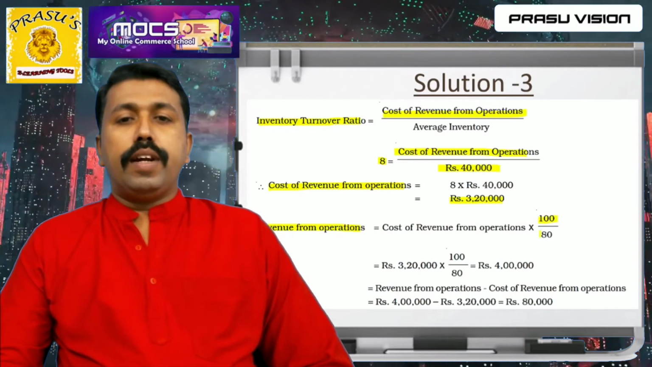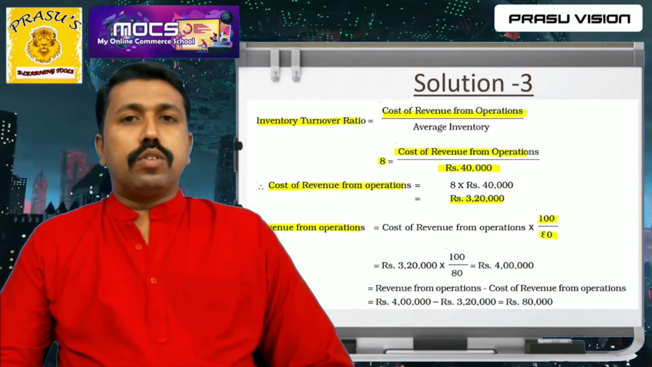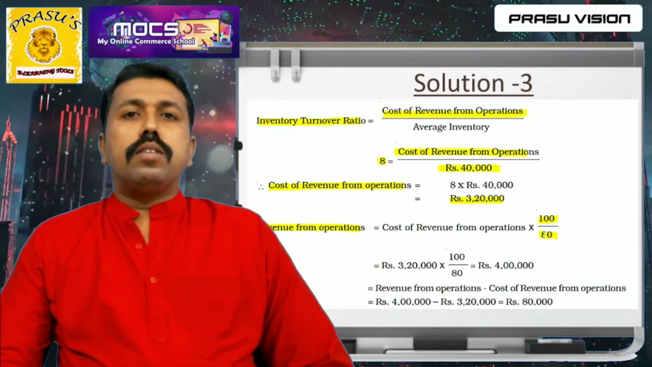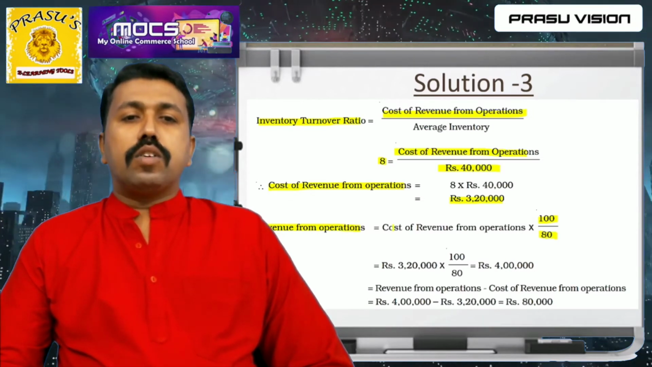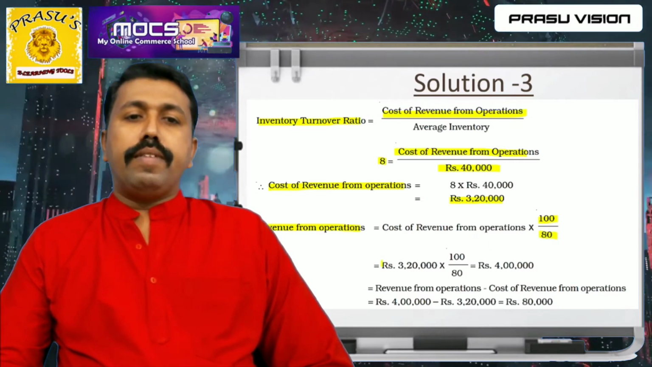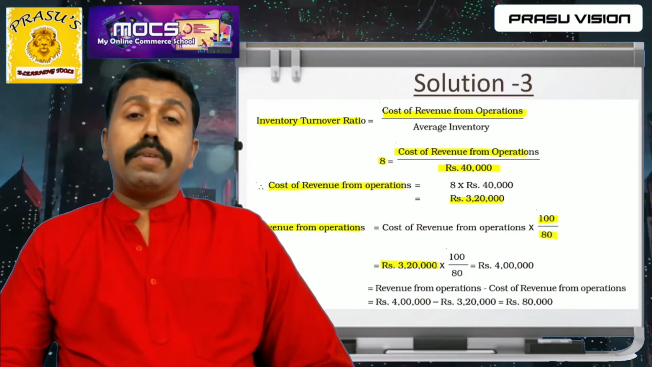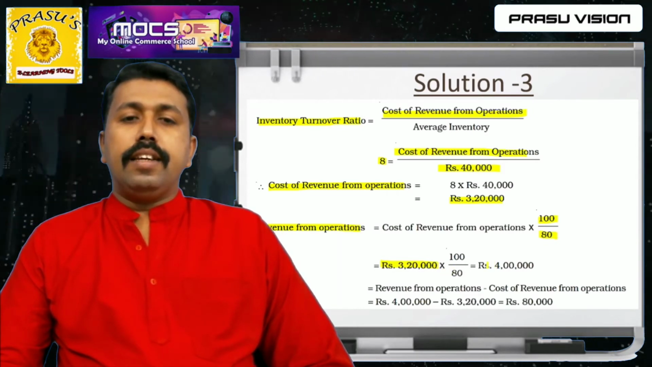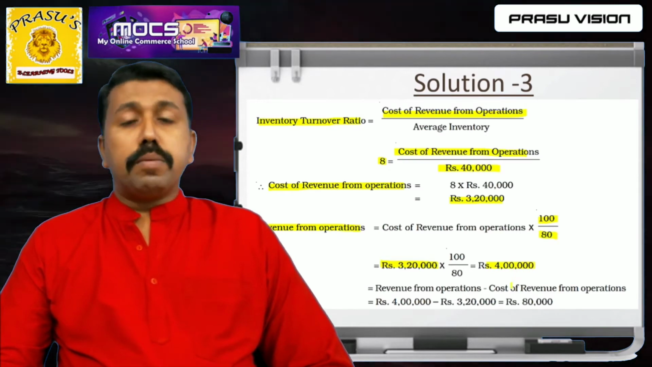From that we can calculate the value of revenue from operation, which is equal to cost of revenue from operation into 100 divided by 80. In the question, the profit percentage is 20. So the remaining will be the cost. So cost is 80, then what is 100? So the value of cost of revenue from operation we have calculated, 3,20,000, into 100 by 80. So that is the value of revenue from operation.